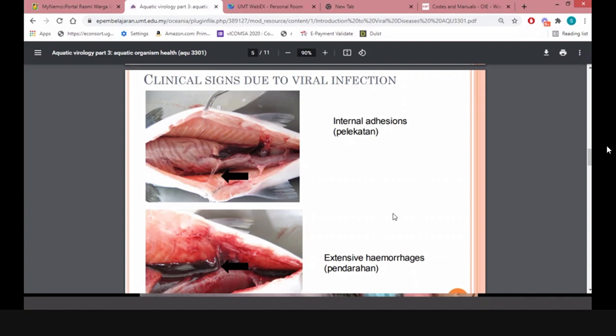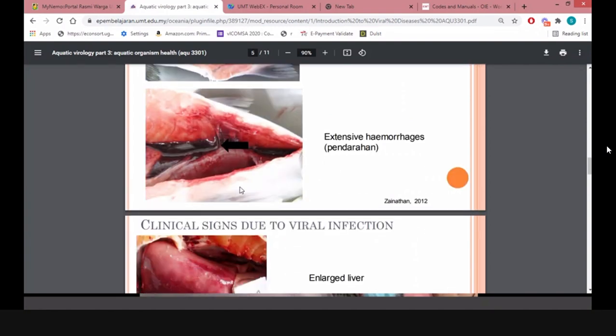In order for us to determine what is the cause of that disease or mortality, we have to do further tests such as cell culture or PCR. So this is another clinical sign which is known as extensive hemorrhage ataupun pendarahan. So we have to be careful with these clinical signs. Selalunya bila kita dissect open the fish, we would use the blunt side of the gunting, bahagian tumpul, so that we don't injure the organs.